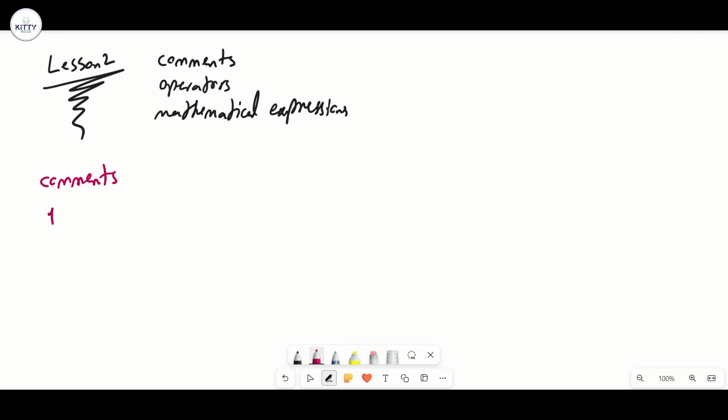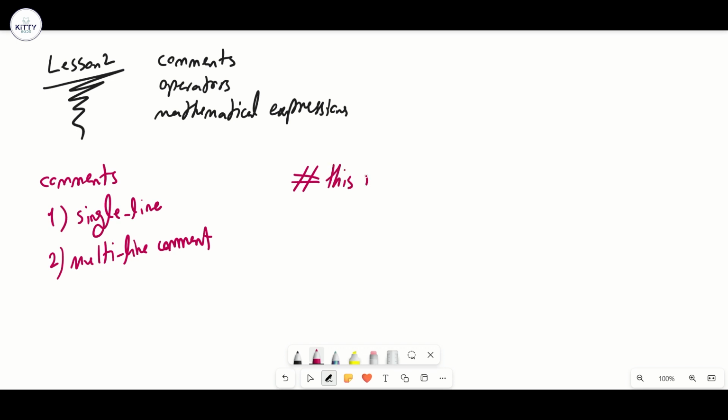We have two types of comments. First, we have single line comment, and we have multi-line comment. So if you want to have multi-line comments, oh no, let's talk about single line first. Single line, you have to write hash and then your comment. This is a comment.